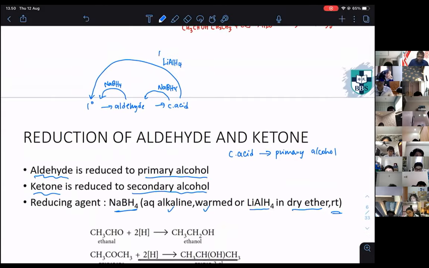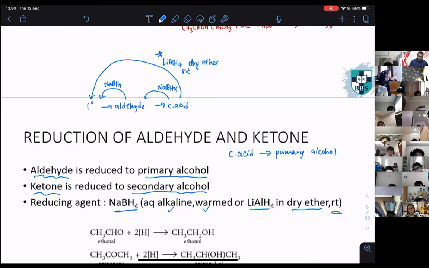A lot of students do not know this. Please take note. It must be dry ether. Why dry ether? Because I don't want it to react with water. They are very reactive, and anything that is very reactive, you do not need to heat up. It is done at room temperature. So this is something that will help you to remember.